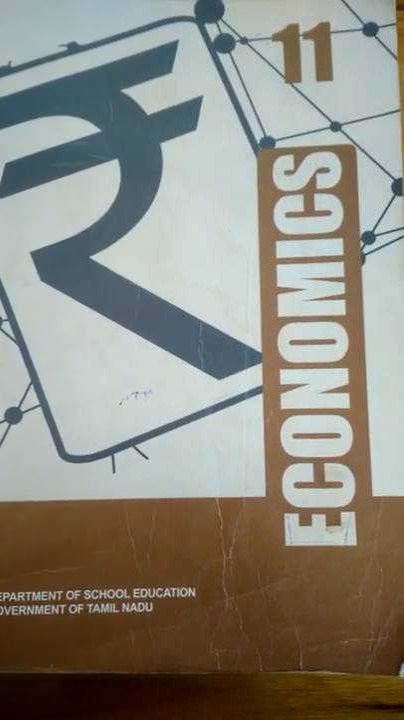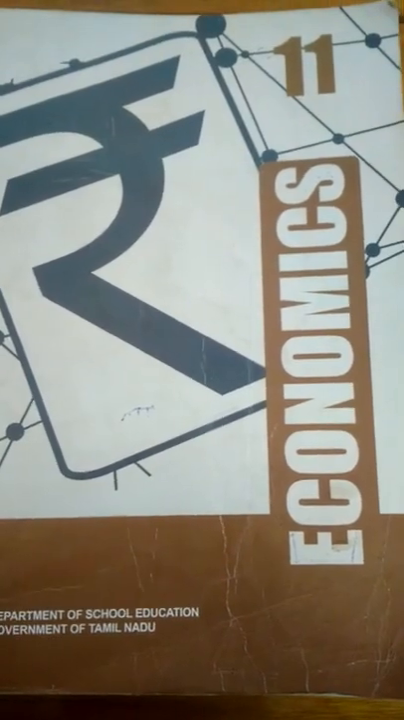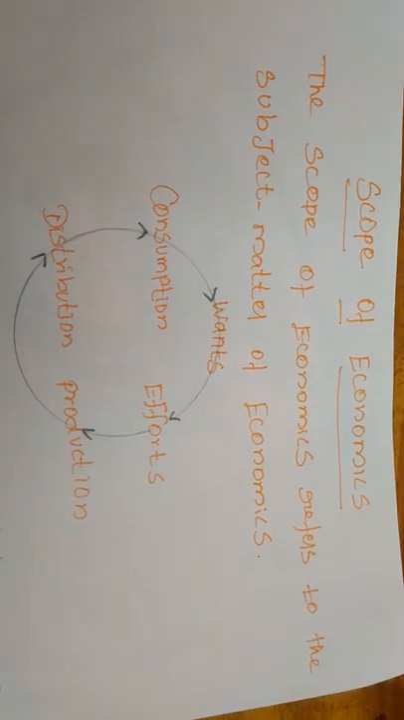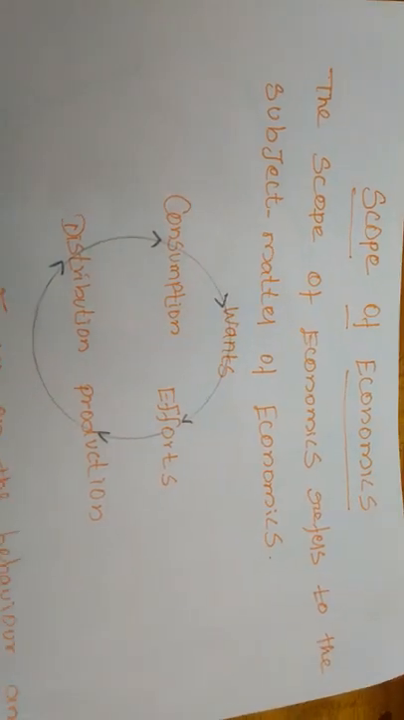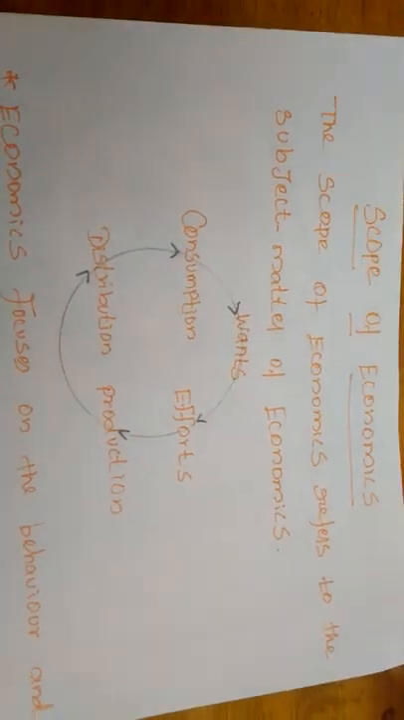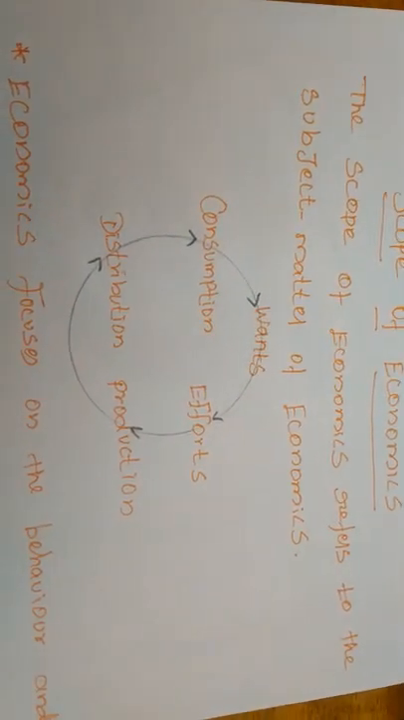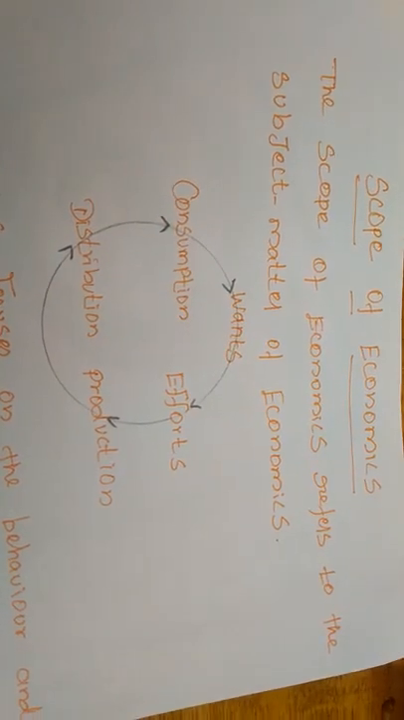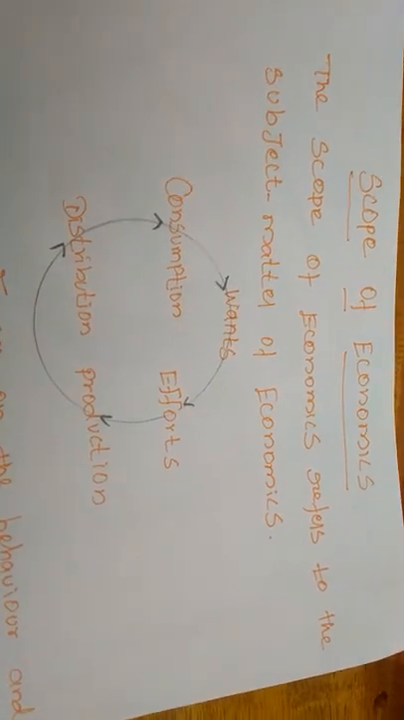So today we will study the scope of economics. The scope of the subject of economics refers to the subject matter of economics. On the basis of the subject matter, we can clearly understand the scope of economics. And not only that, it throws light on whether it is an art or a science, and if science, whether it is a positive science or a normative science.